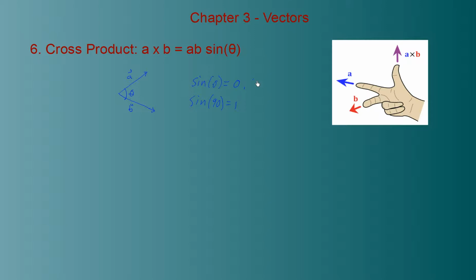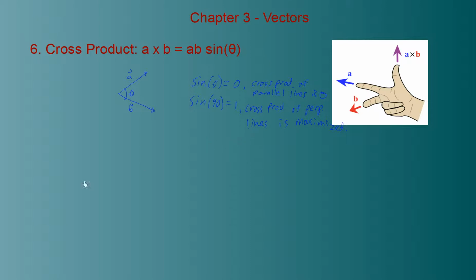So in notes, the cross product of parallel lines is 0. I need to get a new tablet because this is not working as well as it used to. The cross product of perpendicular lines is maximized. Okay.